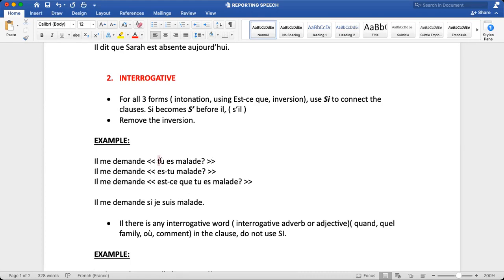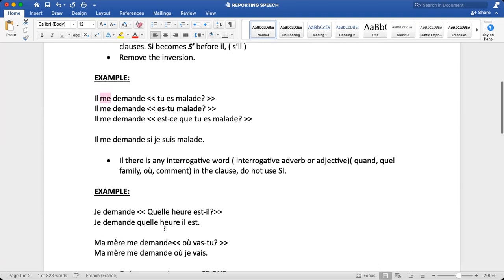Okay, now your question would be, why did this tu change to je here? I'll explain to you. When there is first person, you will change first person with the subject. When there is second person, which is tu, you will change it as per the object. Tu es malade, tu is second person. So we will check this object, me. So it will become je suis malade.